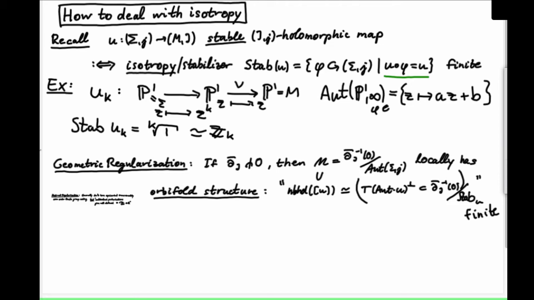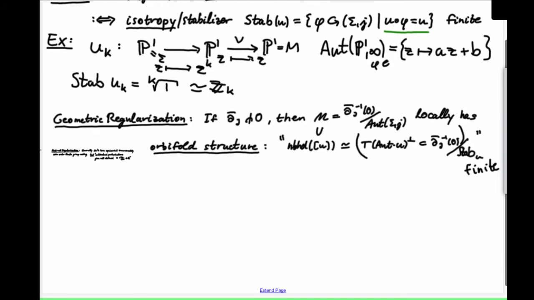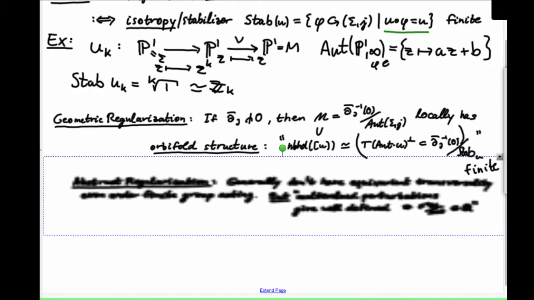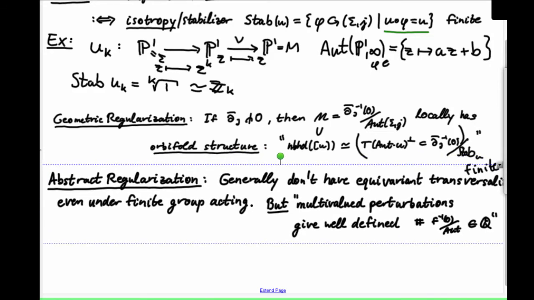Right. So, that's not so bad a story when you have an equivariant transverse perturbation to start off with. So that's the geometric regularization story. The abstract story, unfortunately, is a little bit more complicated, which is why I'm only going to give you a buzzword for it.